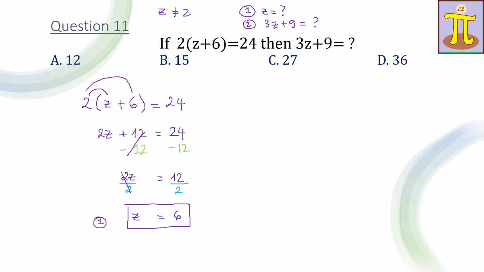Now, the question is asking what 3z plus 9 is equal to. We have to plug in. We have 3 times z, which is 6, plus 9. 3 times 6 is 18, plus 9, that is 27. And 27 is the correct answer.